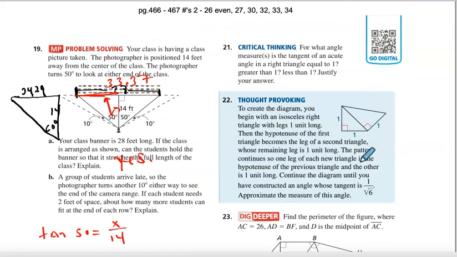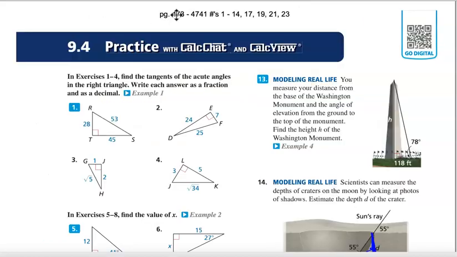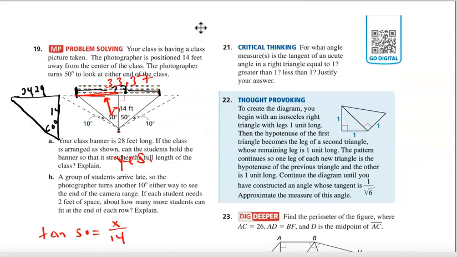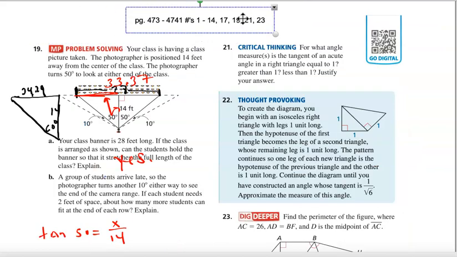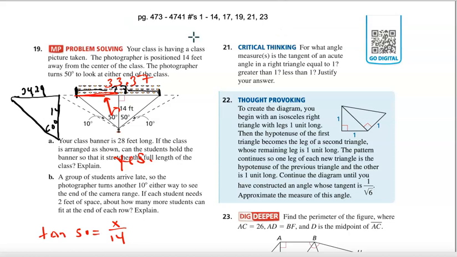Fun problem. And that's number 19. We got 21 and 23. Okay, 21 and 23. Let's see what we got here.